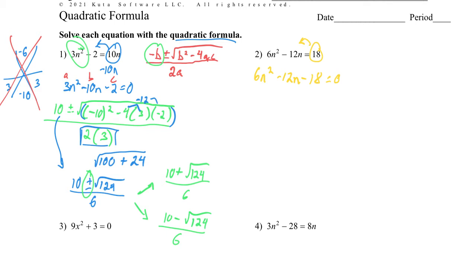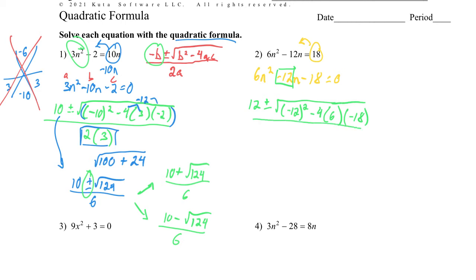So the b value is negative 12. So we're taking the opposite of negative 12, so positive 12, plus or minus the square root of b squared, so negative 12 squared, minus 4 times a, which is 6, times c, which is negative 18.